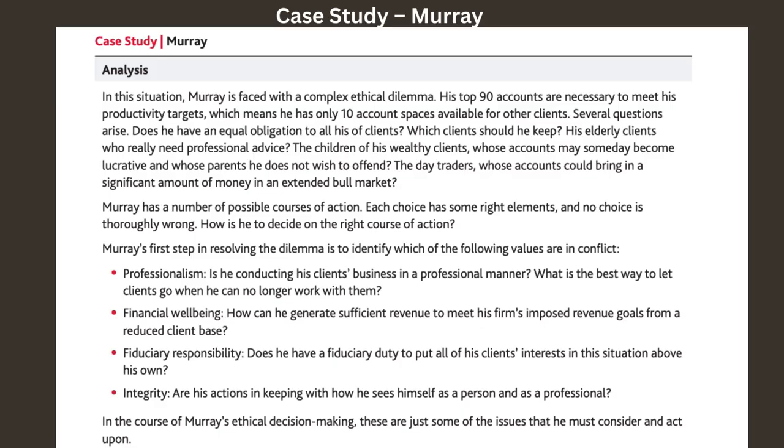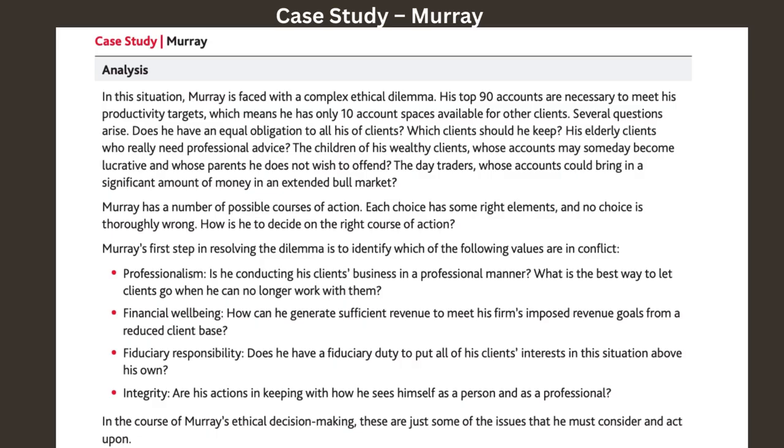The analysis for this case study. In this situation, Murray is faced with a complex ethical dilemma. His top 90 accounts are necessary to meet his productivity targets, which means he has only 10 account spaces available for other clients. Several questions arise.